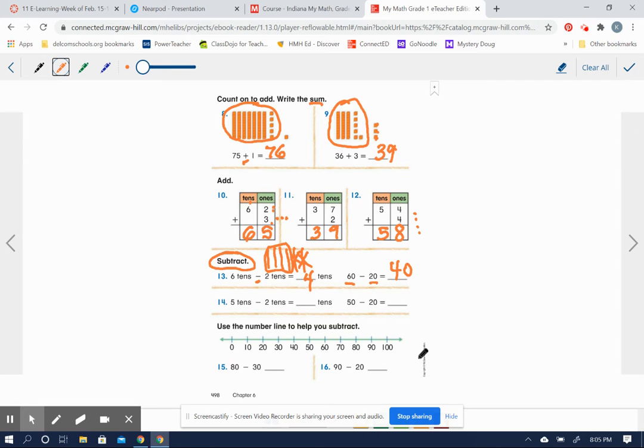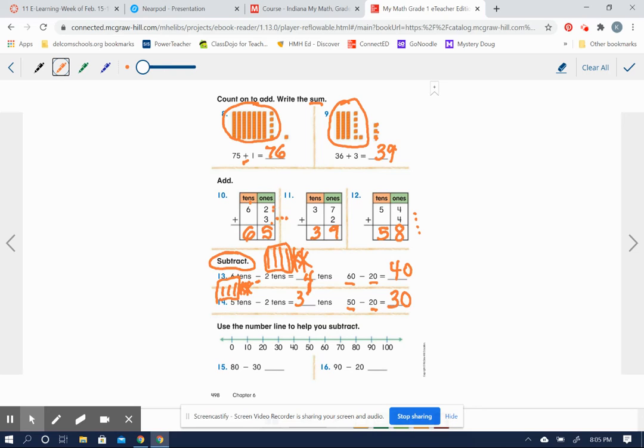All right, let's do another one. 5 tens minus 2 tens. Okay, 5 tens minus 2 tens. Take 2 of them away, and we are left with 3 tens. Yeah. Okay, is 5 minus 2 3? It sure is. So 5 tens is the same as 50. 2 tens is the same as 20. 3 tens is the same as 30. 50 minus 20 equals 30.